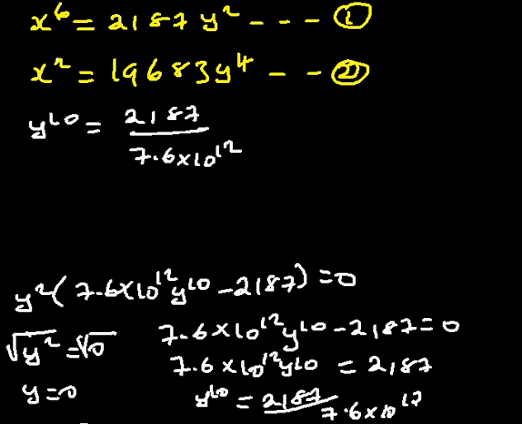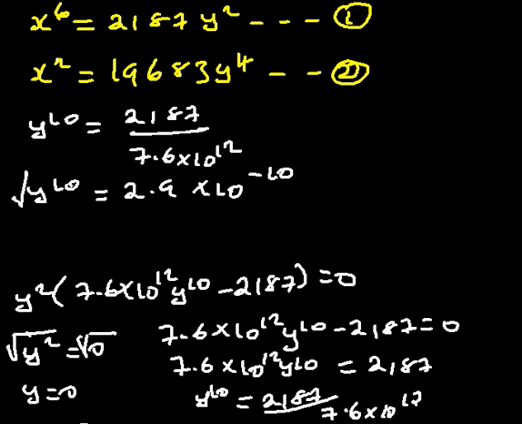So in this case, we have 2187 divided by 7.6 times 10 to the power negative 12. This is how it will be. So which means we'll have y to the power 10 equal to 2.9 times 10 to the power negative 10, like that.